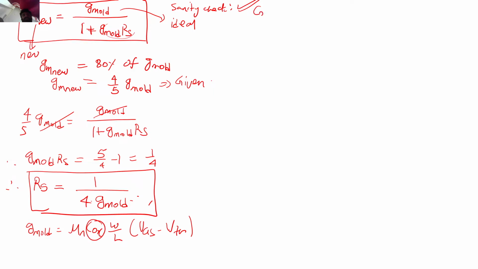So what will be Cox? Cox is nothing but epsilon ox by Tox, right? What is the epsilon of oxide? It's nothing but 3.9 into the permittivity of free space, into 10 to the power minus 14, and you have to divide it by the thickness of oxide.